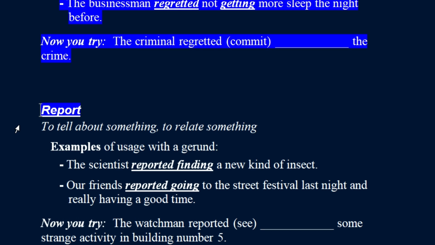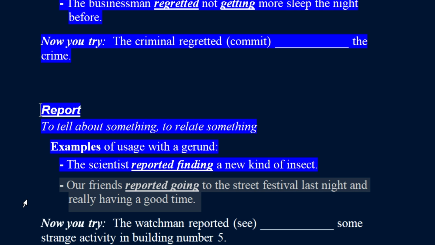Report, to tell about something, to relate something. Examples of usage with a gerund. The scientists reported finding a new kind of insect. Another example. Our friends reported going to the street festival last night and really having a good time.